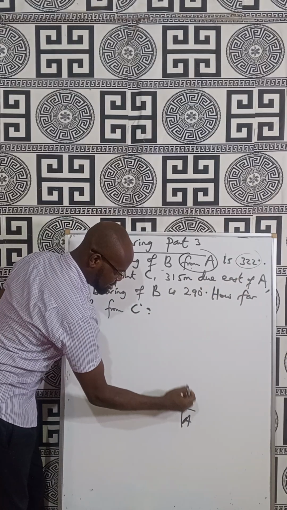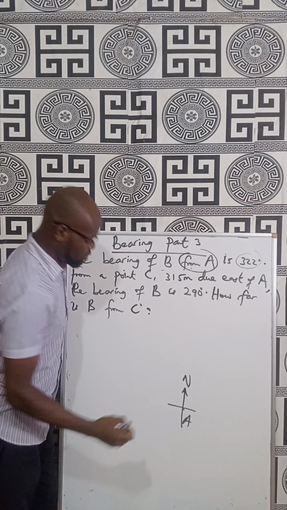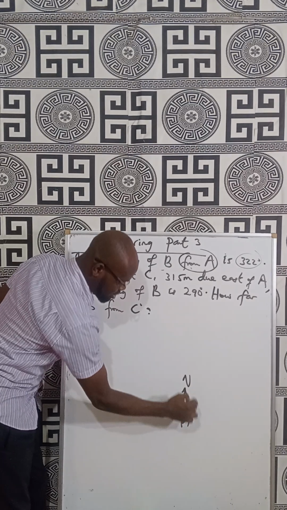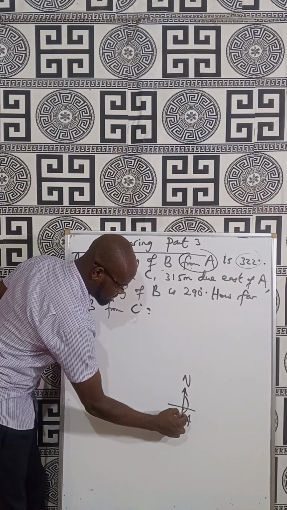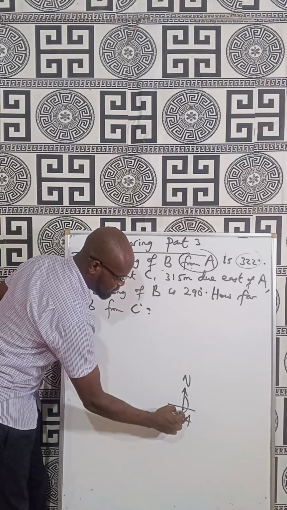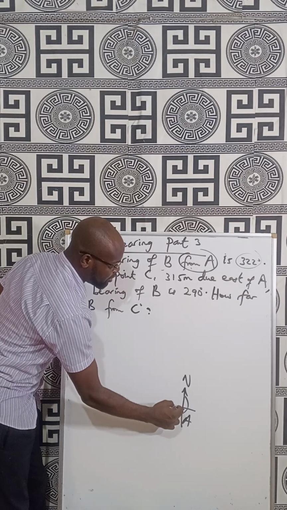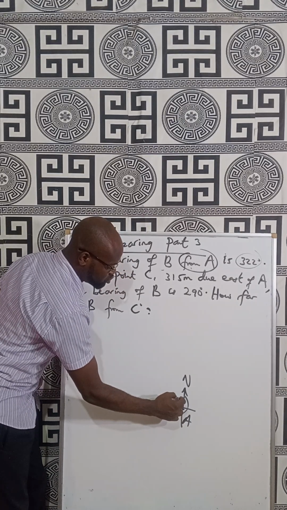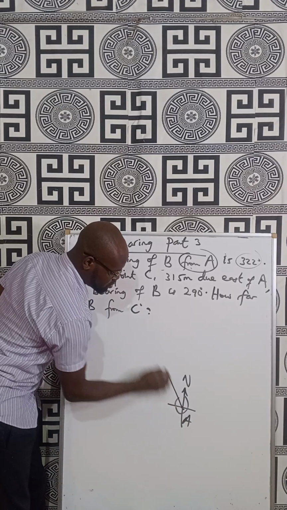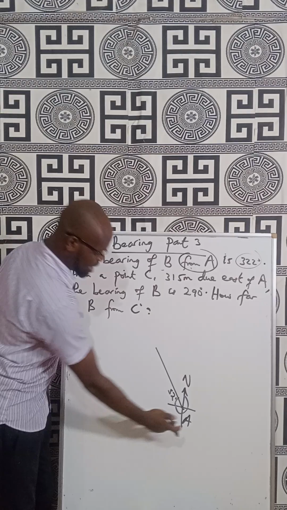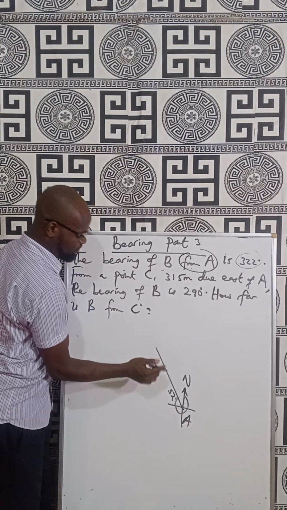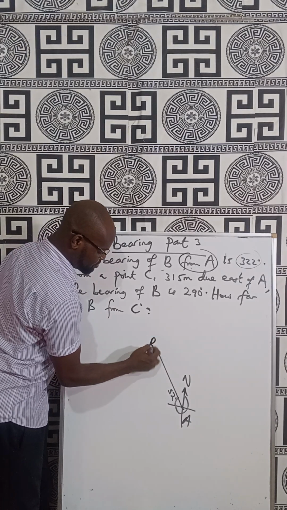So let's do this now. So 322 is what? Start from the north in the clockwise because it's the surveyor's bearing. That's 90 plus 90, that's 180, plus 90, that's 270, plus 52. So this is 52 degrees here. That's 322. So that's A. So B will be somewhere here. That's point B.